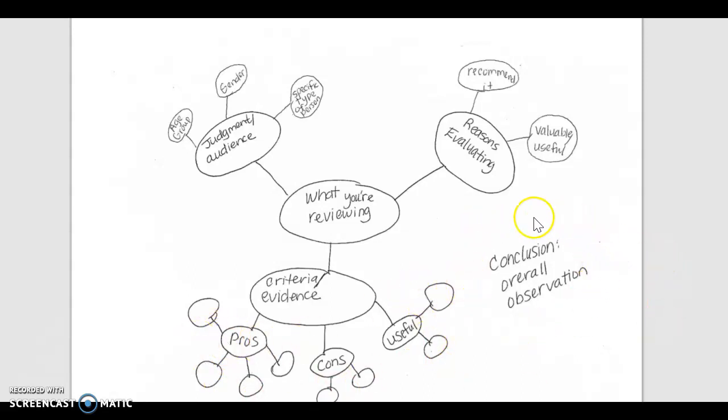And then remember that overall conclusion is the overall observation that you're giving to the reader. Are you recommending this to them? Can they read this whole thing and say, yep, I understand why this would be useful for me or not? So there is your example of the cluster for the review essay.